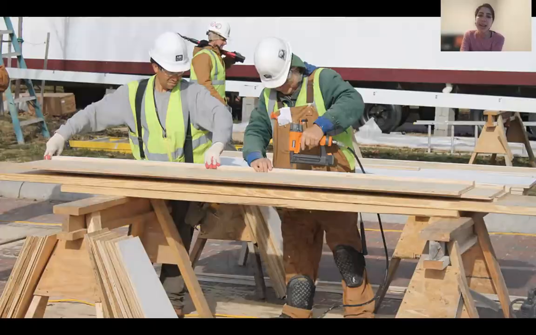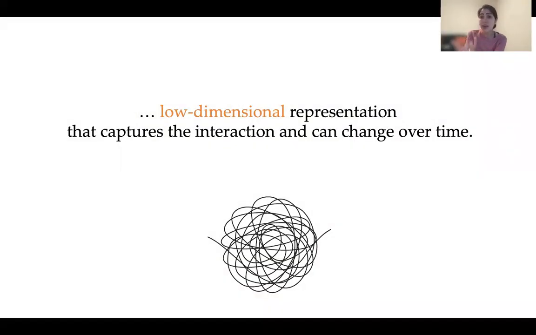And by that, what I mean is, I really think here in this setting, there is a low-dimensional latent representation that captures this interaction, this coordination between the agents. We just need to figure out what that representation is and understand how it changes over time to capture how people coordinate and collaborate with each other, or even influence them using that representation.